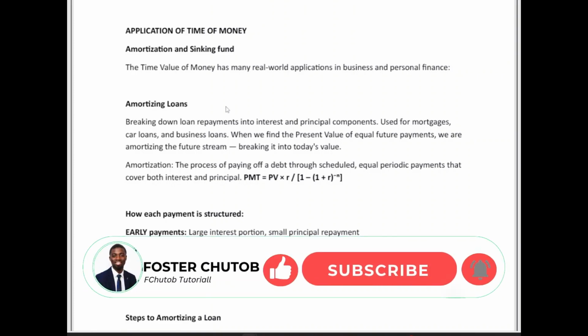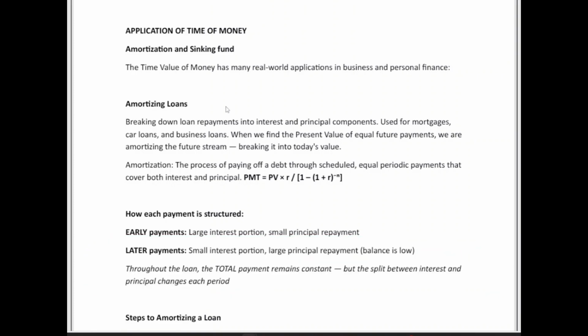Today's video, we are going to continue on time value of money. So we are going to look at application of time value of money. We get to know how amortization of loans and sinking fund is done. So in real life, the application of time value of money is done in two ways. That is amortization of loans and application of sinking fund.